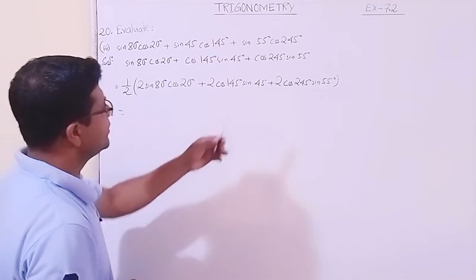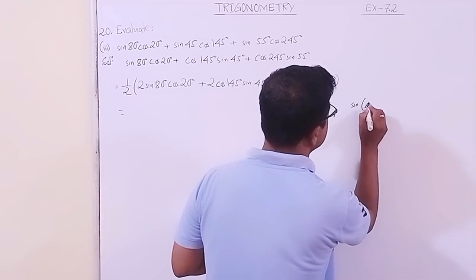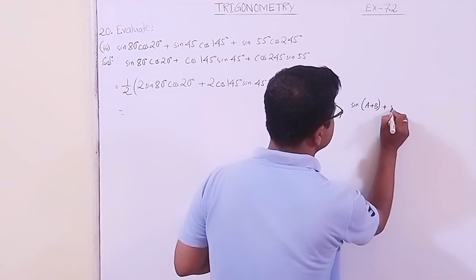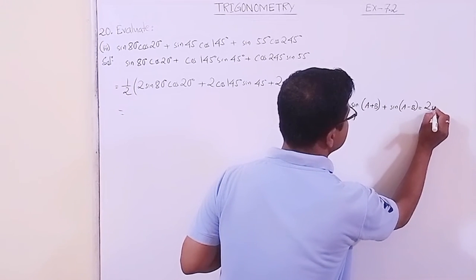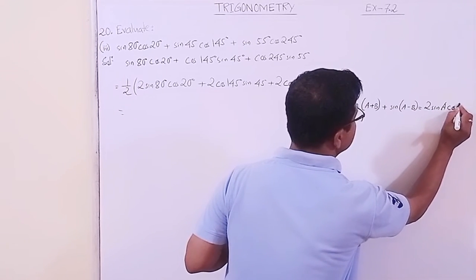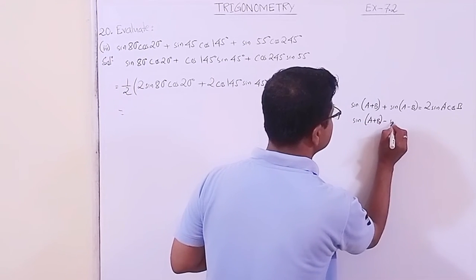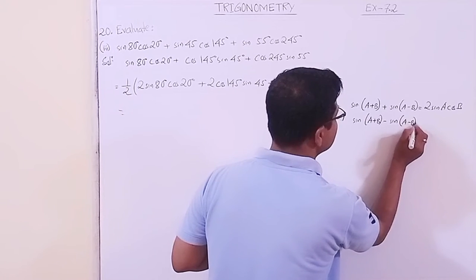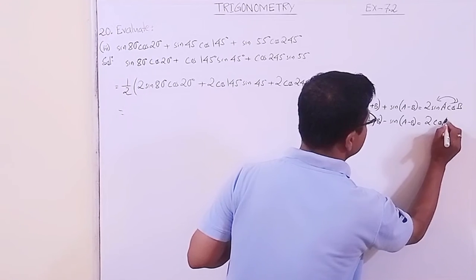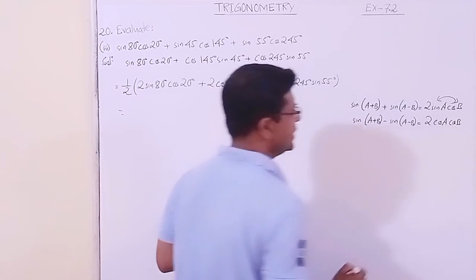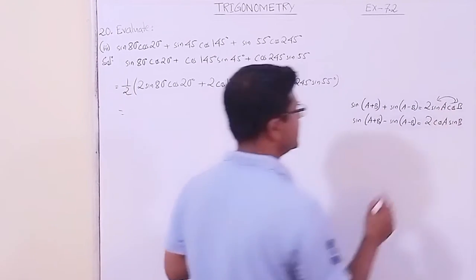Alright, now why we have done this? Here you know this formula, sine a plus b plus sine a minus b. What is it? Twice sine a cos b. And if it were like this, sine a plus b minus sine a minus b, then they will interchange their places: twice cos a sine b. Sorry, this is sine b. I am sorry. They will interchange the places.